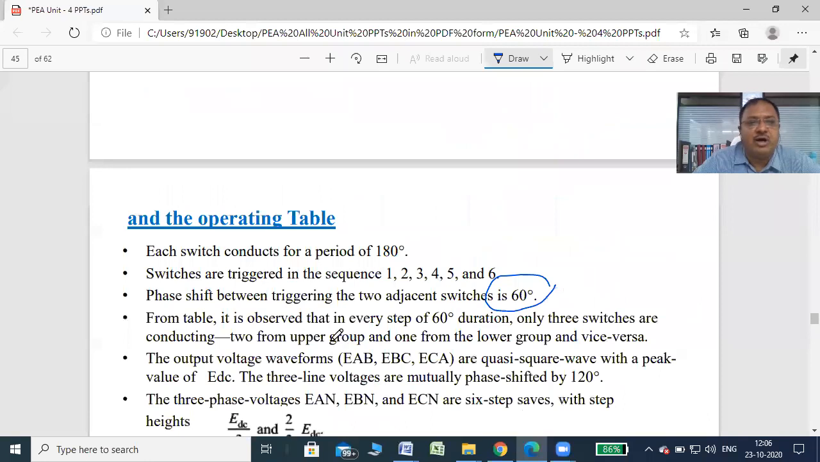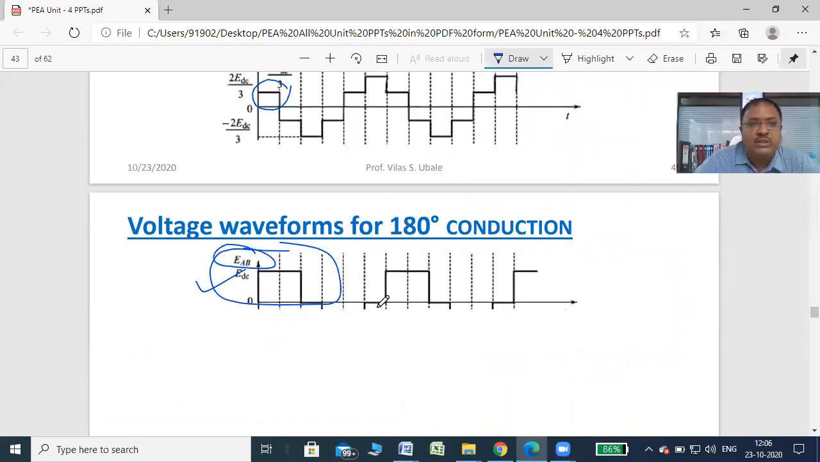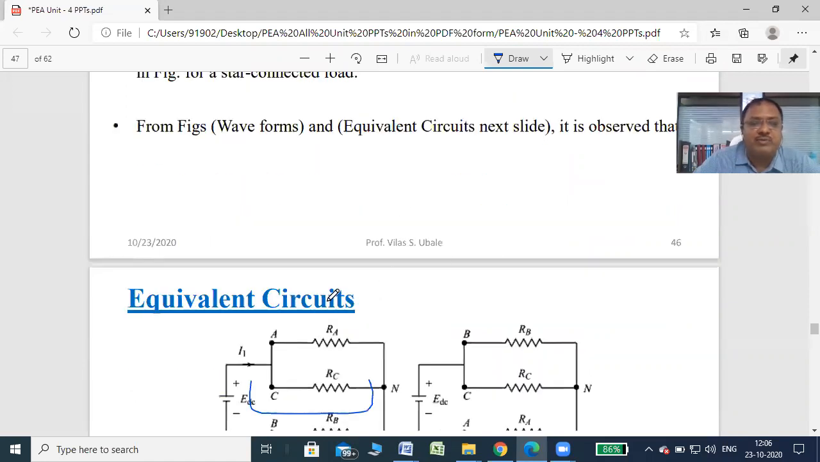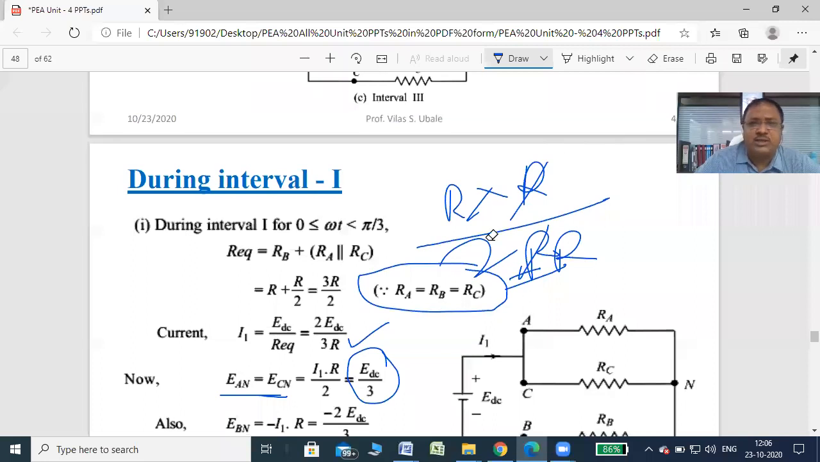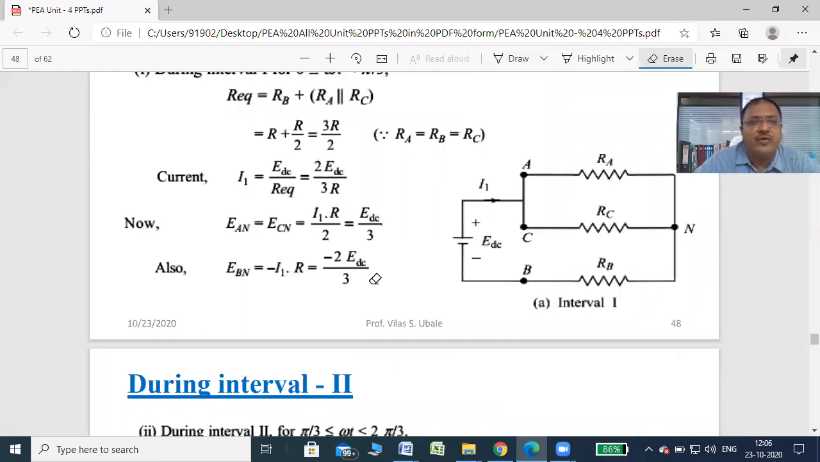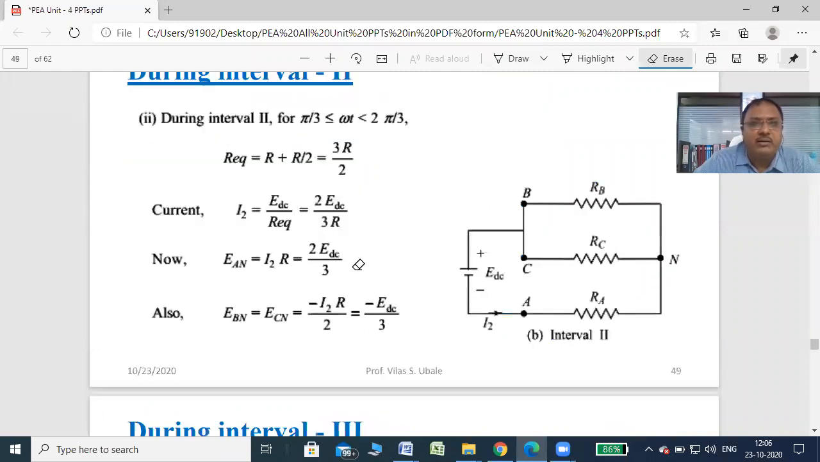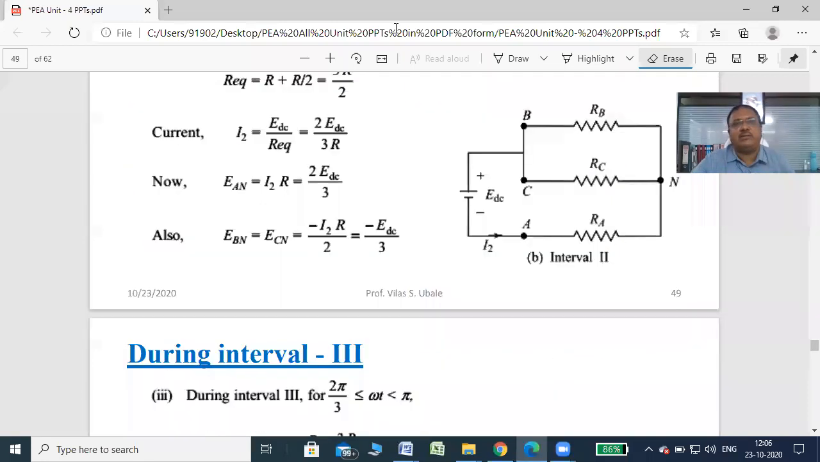Just check the level of EBN. EBN is equal to, at that time, minus twice EDC by 3. Right? So these values are found with the help of these equivalent circuits. So this is about the working of 180 conduction mode. This is interval 2. This is interval 3.